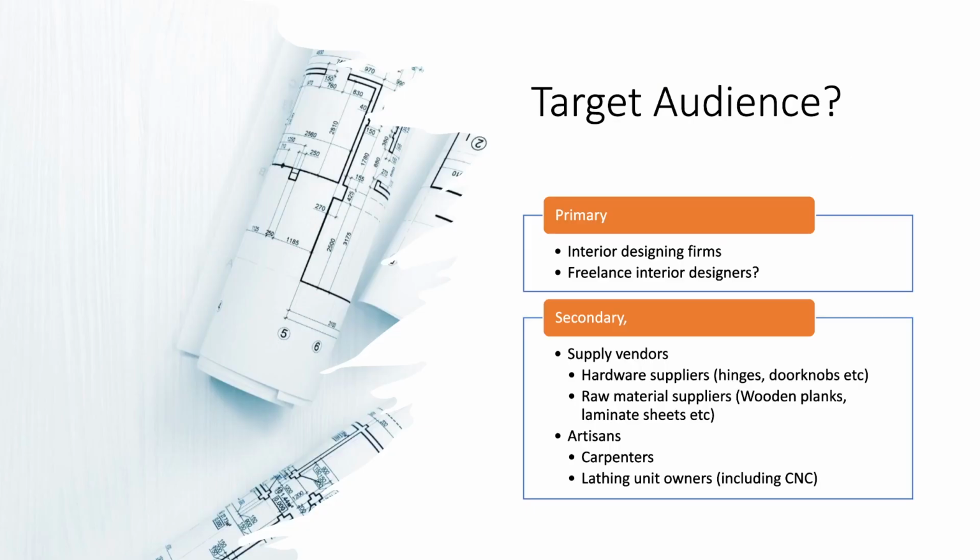Who are the target audience, you might ask? The primary target audience for this product are the interior designing firms, and not only the firms, it can also cater to the freelance interior designers. And the secondary audience are the supply vendors in the interior design industry. Vendors who supply the necessary home construction hardware like hinges, doorknobs, etc. And raw material suppliers like wooden planks, laminate sheets, etc. And the list goes on.